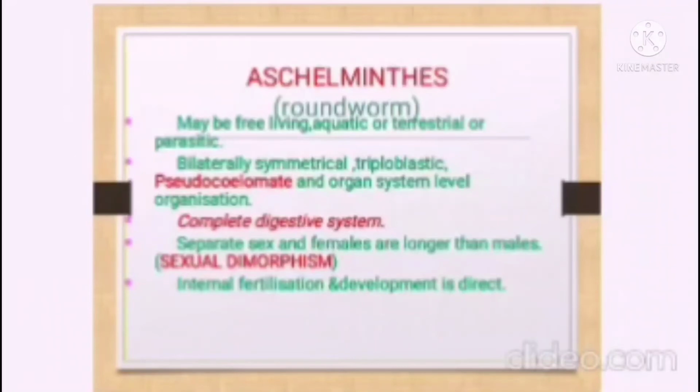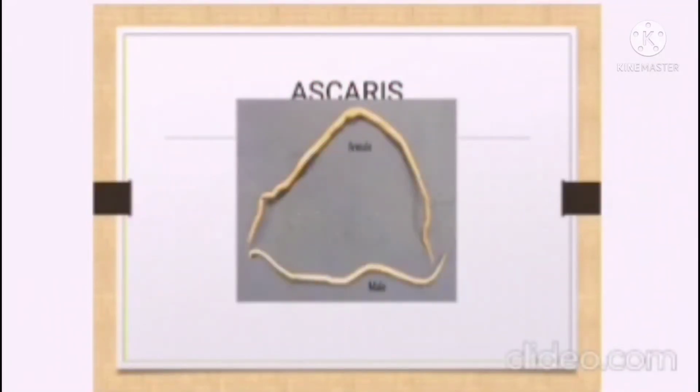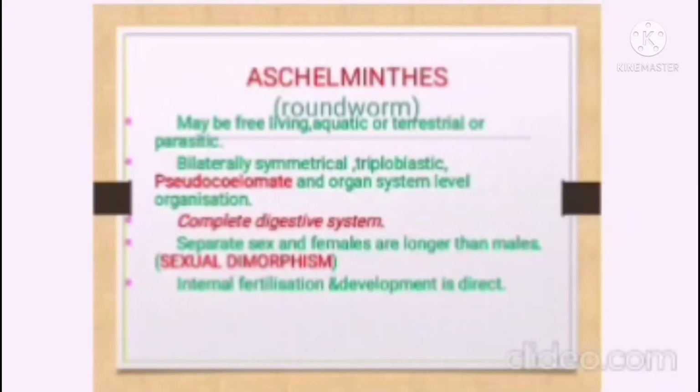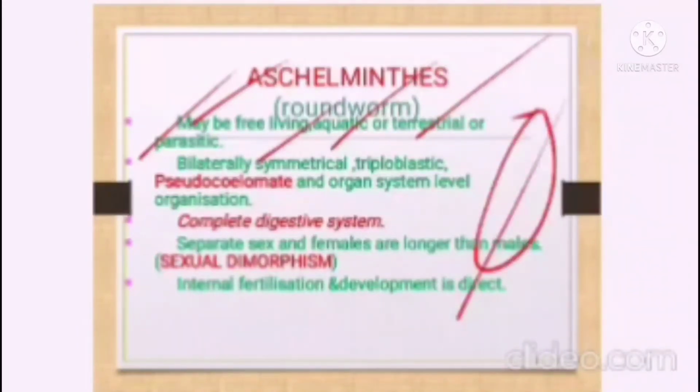Roundworm is that. Ascaris, okay, is again an example for what? Aschelminthes. Now Aschelminthes, when you are seeing what are the characteristics, so roundworm is an example. Maybe free living, aquatic, terrestrial or parasitic. Can live free or they can be aquatic in nature. Aquatic, you know, in water bodies, or they can be on land or in the body of any organism as a parasite. Bilaterally symmetrical, you can cut them into two equal halves only in one plane.